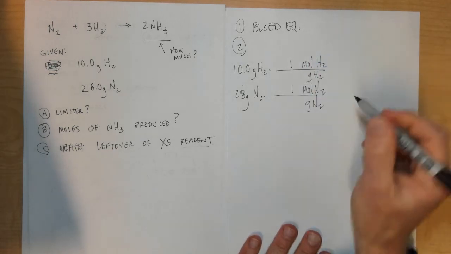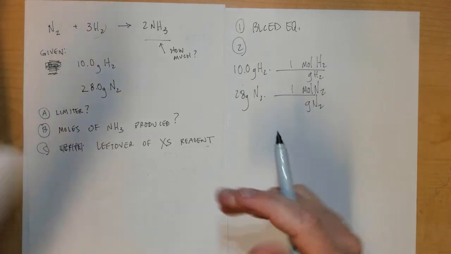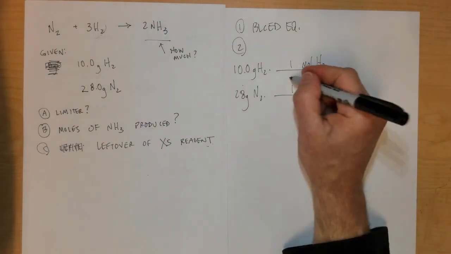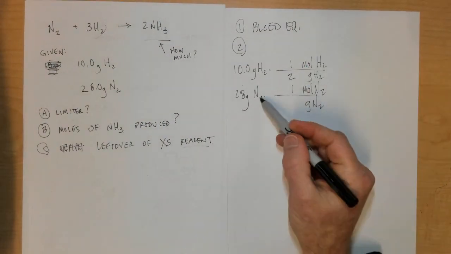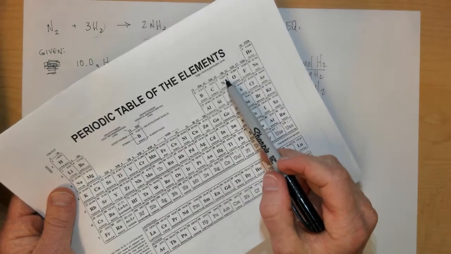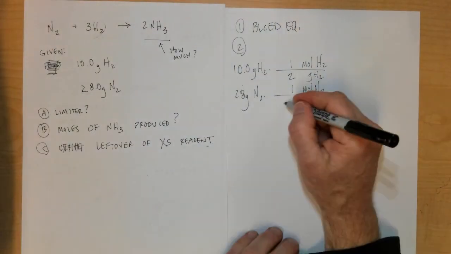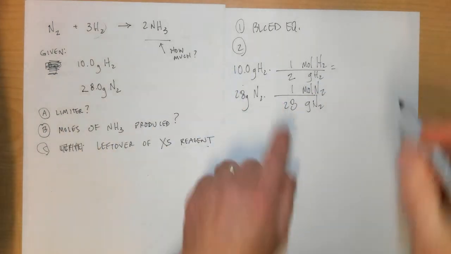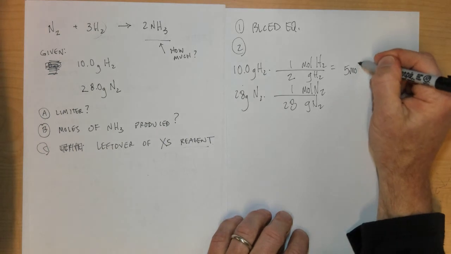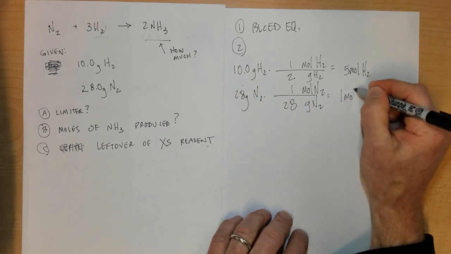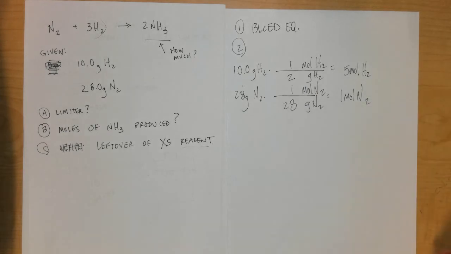1 mole, 1 mole. Looking on the periodic table, hydrogen has an atomic mass of 1, and it's H2, so 1 times 2 is 2. And then nitrogen on the periodic table is 14, and there's 2 of them, and 14 times 2 is 28. So converting to moles now, I have 10 divided by 2, which is 5 moles of H2. 28 divided by 28 is 1 mole of N2. All right, so I have my moles in step number 2 now.